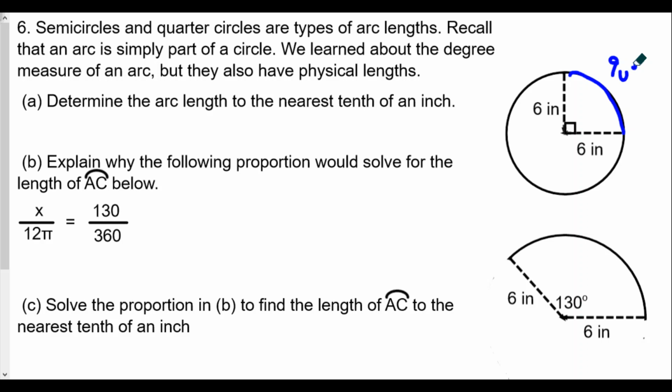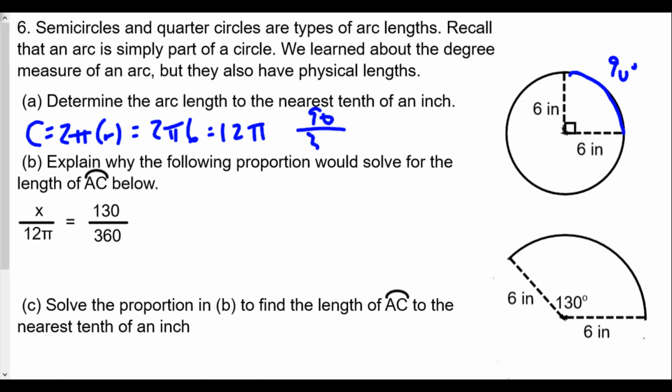So we know in this case the full circumference is going to be 2 times pi times r, which is 2 times pi times 6, which is 12 pi. But we don't want the full amount though. And so we're going to take a fraction of this. So we're going to do 90 over 360. 90 degrees over the total 360 is equal to n, the measure of the length of the arc, over 12 pi.